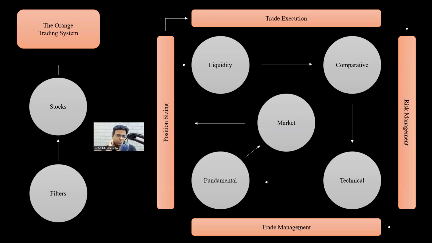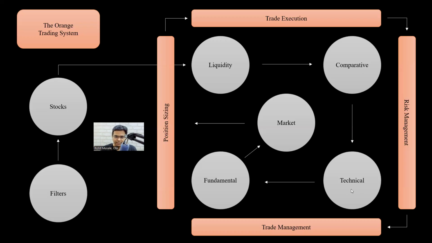Which means if a stock does not meet some of our basic liquidity criteria, we will not even get into comparative analysis. So, for example, if the stock has a red flag, I will not even do comparative analysis. Similarly, if the stock does not meet some of our basic comparative criteria, so if the relative strength of the stock is 67, okay, it doesn't meet the basic criteria of minimum relative strength of 70, right? I wouldn't even bother doing technical analysis.